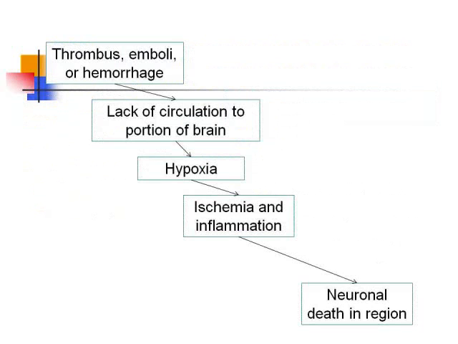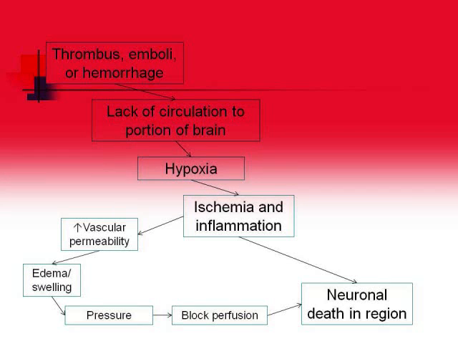So let's track the blockage, the thrombus, the emboli, or the hemorrhage. Because of them, there is a lack of circulation to some portion of the brain. Lack of circulation means no oxygen. So we have hypoxia in those cells, which develops into ischemia and inflammation. From this lack of oxygen, we're getting death to neurons in the region.